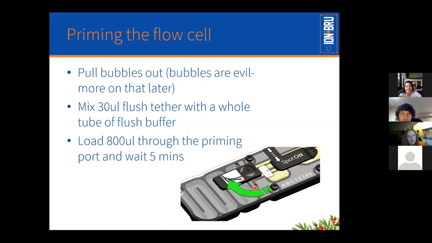So you're going to take your P1000 pipette, place the tip on this port, and then turn the volume up on your pipette. Do not try and use the plunger to pull the air bubble out. You're going to turn the volume up on the pipette to suck the bubble out very gently. Once you've got your greeny fluid level with the top of this port, you're going to mix together some flush tether with a whole tube of flush buffer, and then put 800 microliters of it through this port here. And then you're going to leave it alone for 5 minutes.